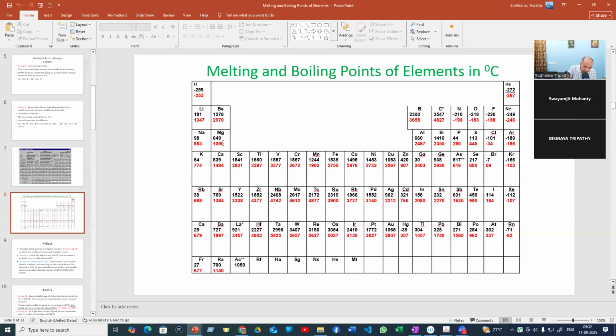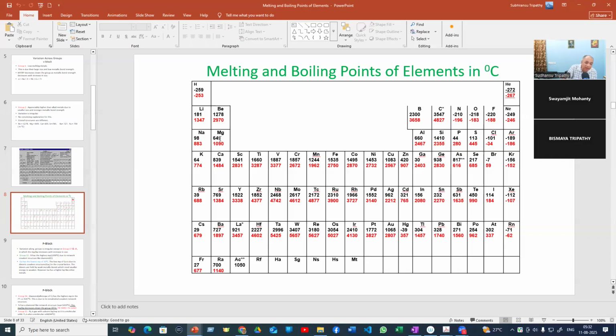1278, then 649, a sudden drop, and then 839, again increase, and again decrease, and then 726. So 1278, excepting magnesium, if you just forget about magnesium, it goes on increasing. No. It decreases and then increases. Then increases. Decreases, increases, and then decreases, then increases.